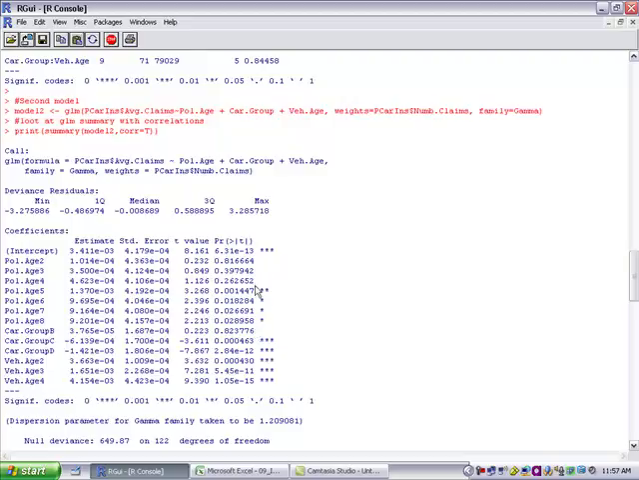Then you can do the same for the policyholder ages. The policyholder age 1 is hidden in the intercept. And the difference between this one and the categories 2, 3, and 4 don't seem to be significant, especially the first one.